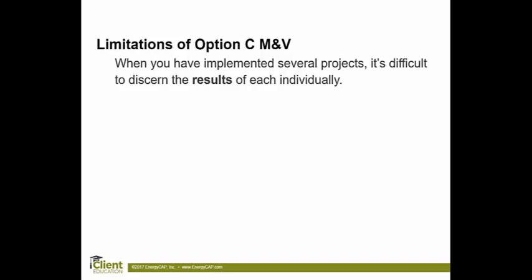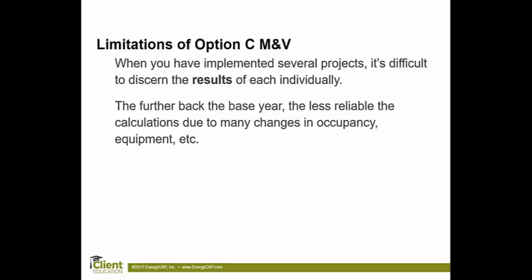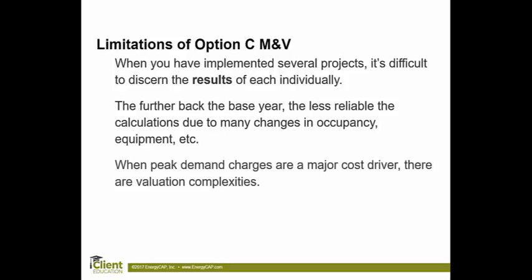We know in the aggregate what the results are, but we can't say if we've had 5 projects, the specific savings of this one and this one and this one, because the data is not granular enough for that. Another limitation is if your base year is long ago, the further back you go, I would say the less reliable the calculations may be. There would be more uncertainty in the calculations because so many things change in buildings over time. Some of those changes take place slowly, but if you go back 10 years, the cumulative effect of some of those changes can be significant.